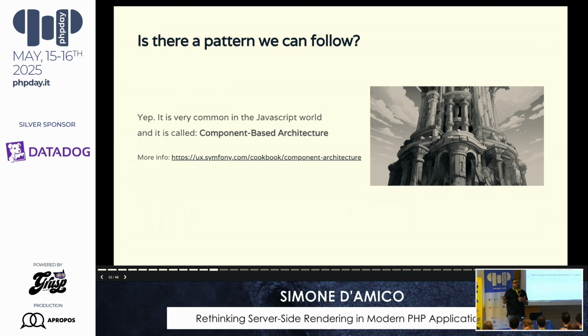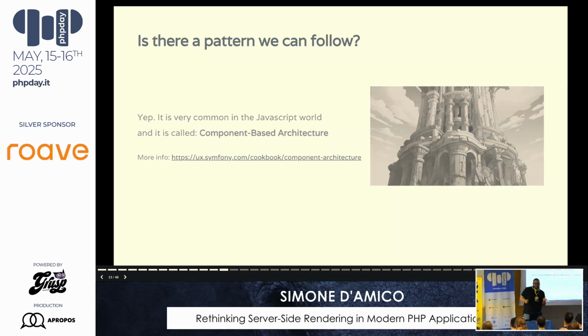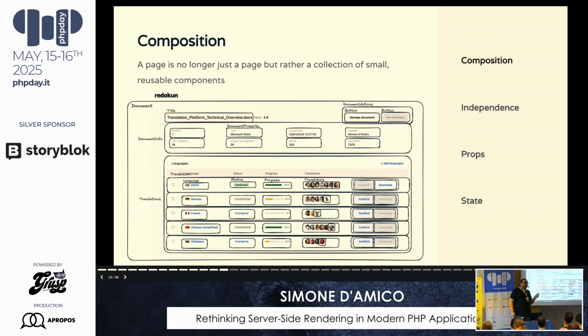The examples are, of course, for Symfony, but the theory behind the rules is pretty much the same also for Laravel. So if you are interested in the theory, you can rely on this link in any case. But let's see which are these rules. First one is composition, the most important one, the game changer here, because you should start thinking about a page like a collection of small and reusable components rather than just the whole page.